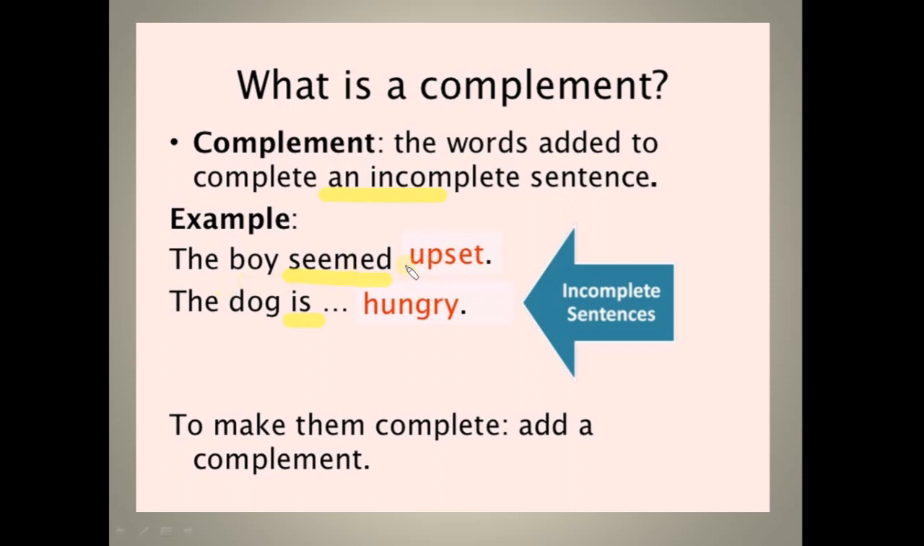Okay, the boy seemed upset. How did he seem? Upset. And same, how is the dog? Hungry. Okay, how is he feeling right now? Hungry. Okay, so these are not objects, these are incomplete sentences, but still we have used these words, upset here and hungry here. So for making our sentence complete, we have used these words. So what are these words? These are complements. Okay, so to make them complete, add a complement.